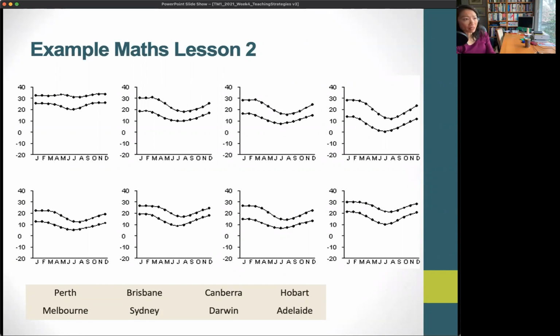Then somebody will say, that one's Canberra because I know that Canberra is really, really hot and also really, really cold. Or that one's Hobart because it's really cold. I don't know, all these sort of things. There are things about this lesson that unfortunately aren't showing up in this particular slide I've got here, because you can do this lesson with other cities. You can choose cities from overseas.